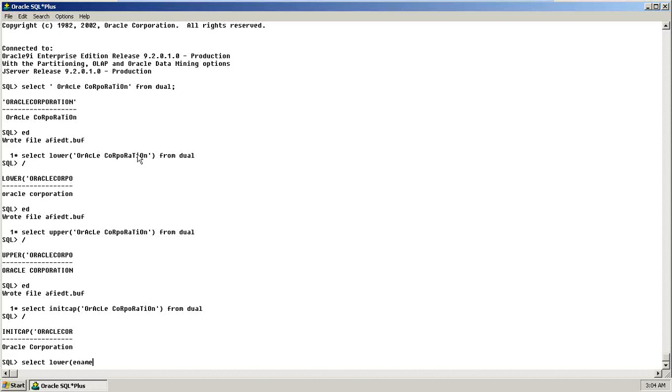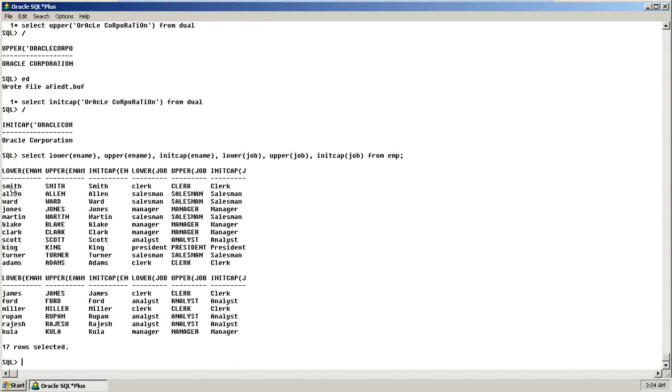Select lower of ename, comma, upper of ename, comma, init cap of ename, comma, lower of job, upper of job, comma, init cap of job from EMP. Like this you can use it for the columns also.